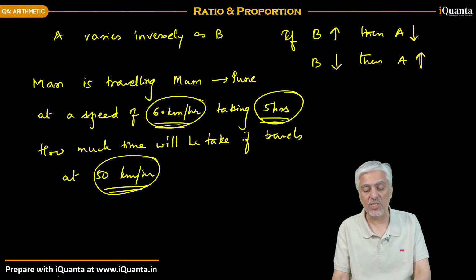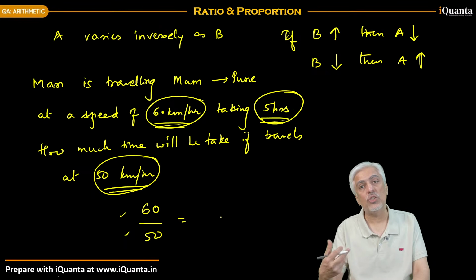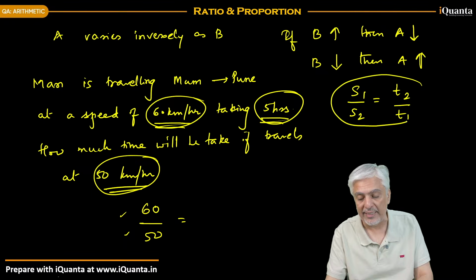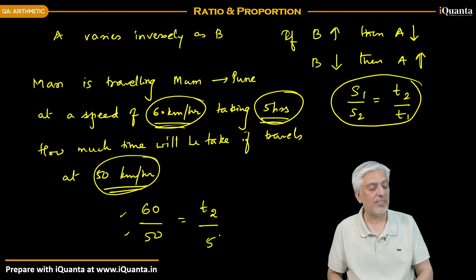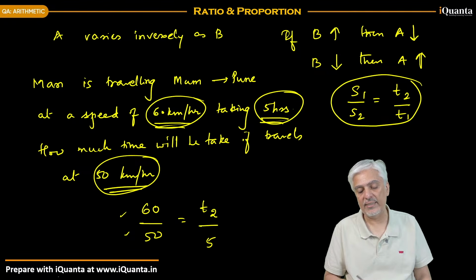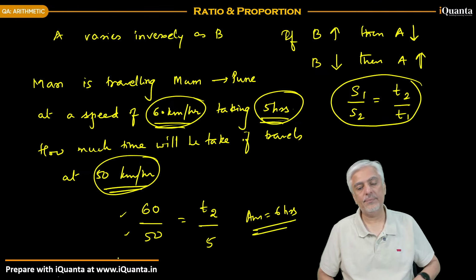How will you handle inverse variation? 60 upon 50. Both the speeds on one side. यहाँ पे उल्टा हो जाएगा. So basically over here, speed 1 upon speed 2 will be T2 upon T1 and not T1 upon T2. 60 upon 50 will be T2, which we don't know, upon T1, which was 5 hours. So you can solve. How much will be the answer? Answer will be 6 hours. After this, you can cross multiply.